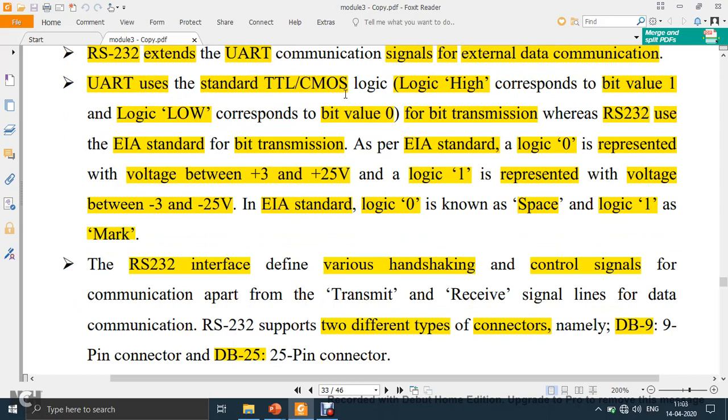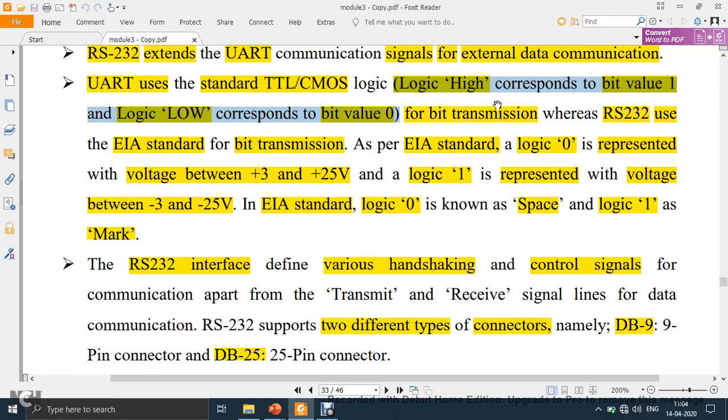You might already be familiar with CMOS logic, wherein a data bit 1 is represented using a logic high, and a 0 is represented using logic low. So that is what is explained here. That is what UART follows, how it represents zeros and ones using logic high and logic low.